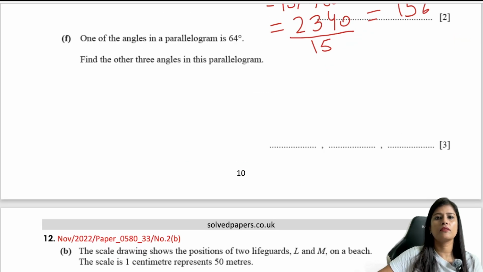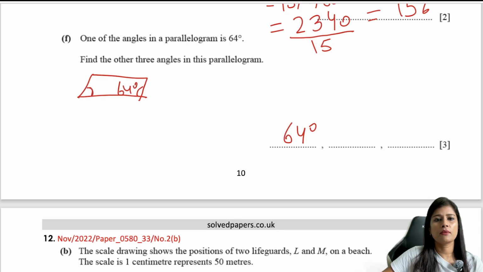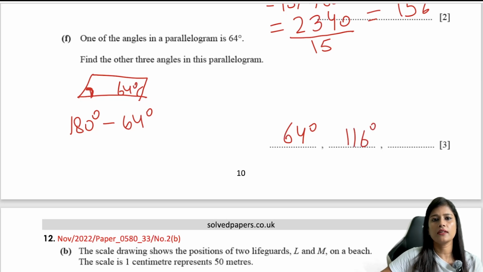Next part is one of the angles of a parallelogram is 64 degree. This is a parallelogram. One angle is 64, suppose this one. So the opposite one will be 64, and the other angles. These two angles sum up to 180 degree. They are supplementary to each other. So this angle will be 180 degree minus 64, which is 116, and the other angle also will be 116. So these will be the three angles.